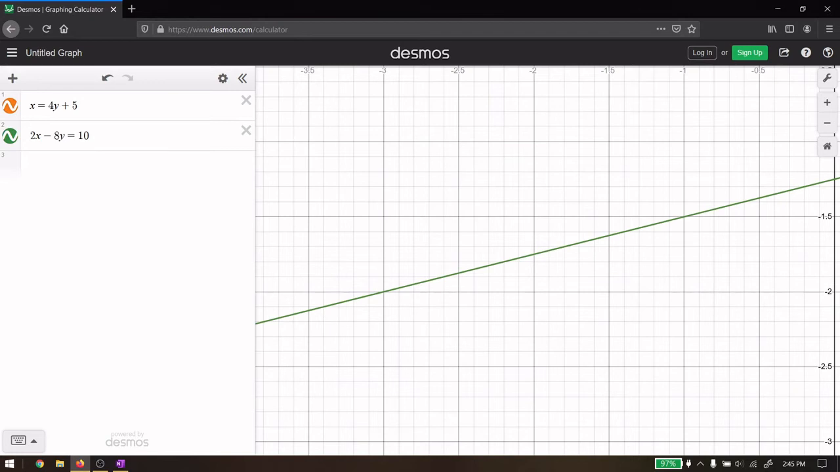That's what a dependent system really is. There's infinite ordered pairs that make it true.